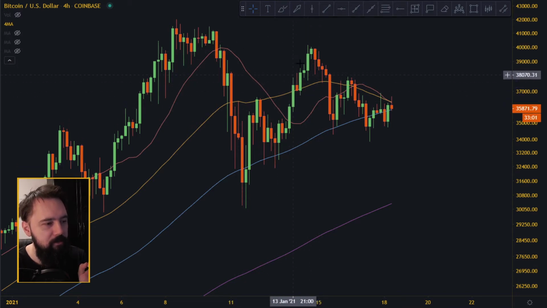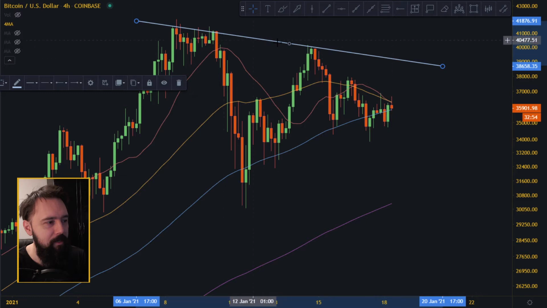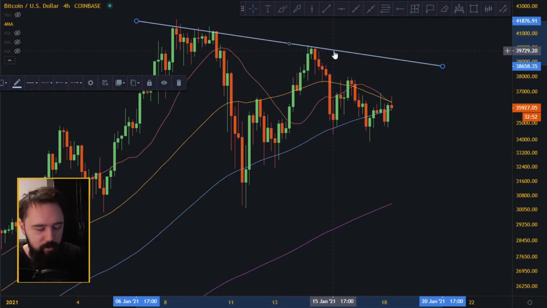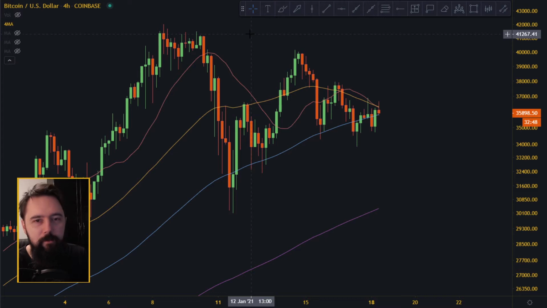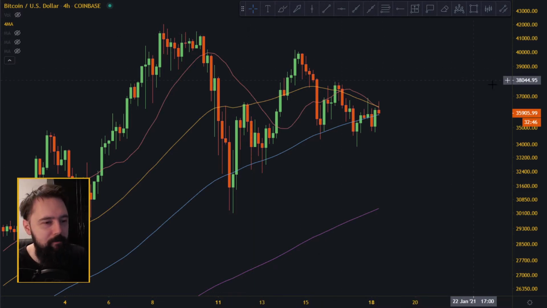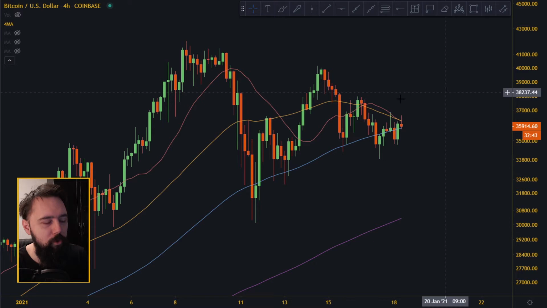Here it got above the 50 moving average, and I was thinking this can actually be good. But then you had this line up here, right? And then it just stopped on the resistance there. And when it stops on these kinds of weak resistances, it doesn't have that much power to break through all the way up to the top.